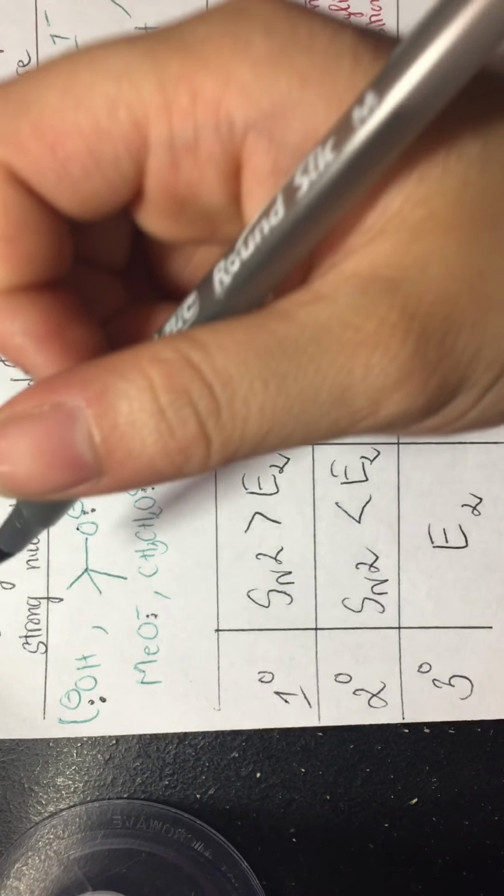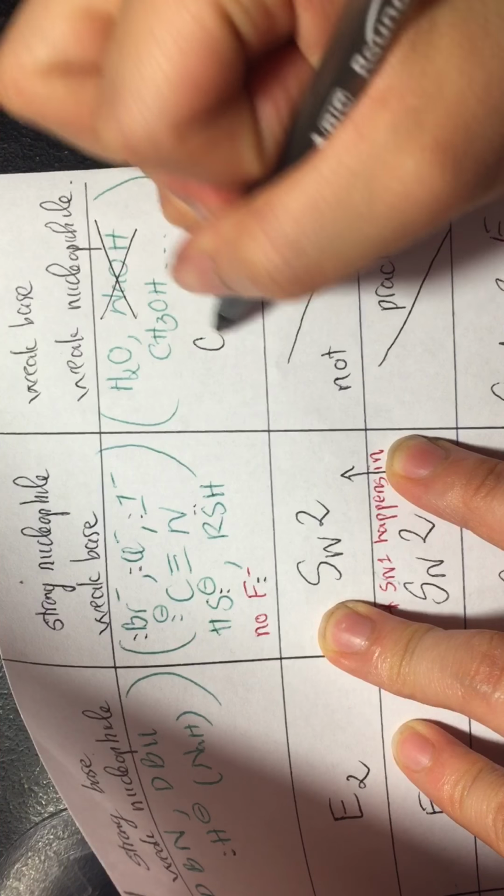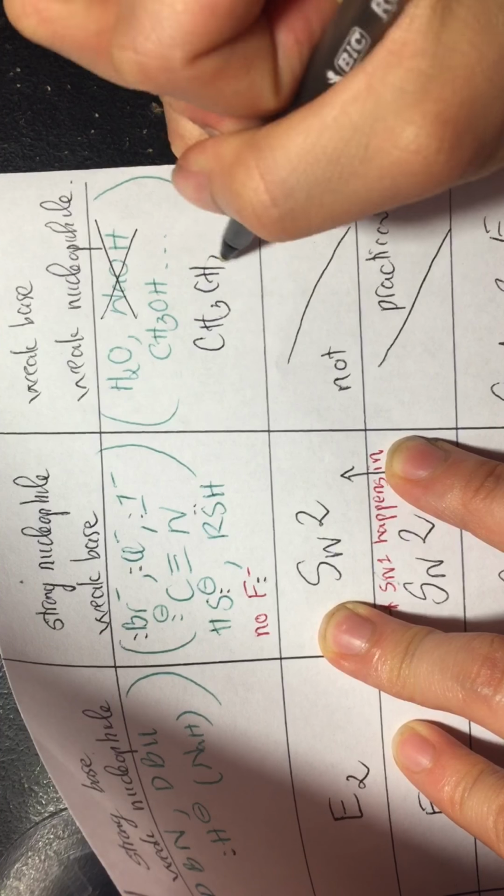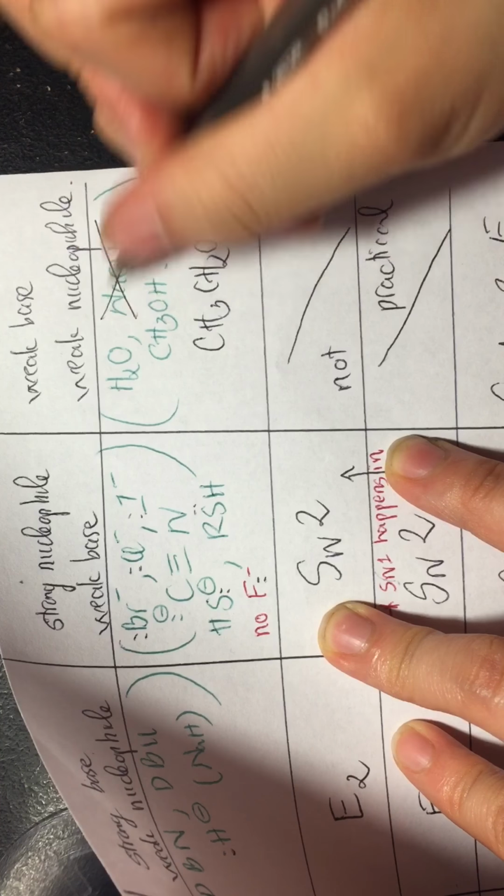And sorry, for the first video, I made a mistake. There's no NaOH here. I'm sorry about that. It should be water, CH3OH, or it can be CH3CH2OH, but there's no NaOH. I made a mistake in there.